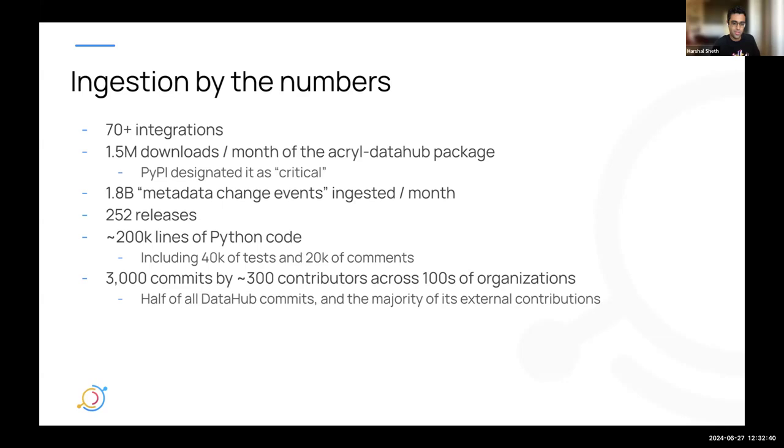And of course, this is a big group effort. We've got 3,000 commits from 300 unique contributors over hundreds of different organizations. Ingestion represents about half of the DataHub commits, and the majority of external contributions that we get tend to be to ingestion. So it's quite cool.